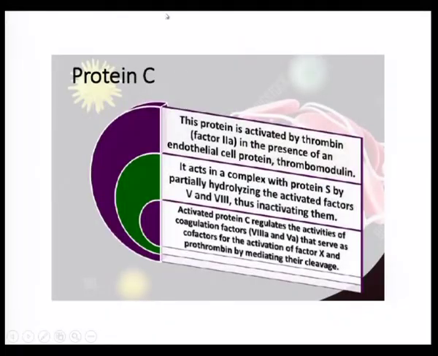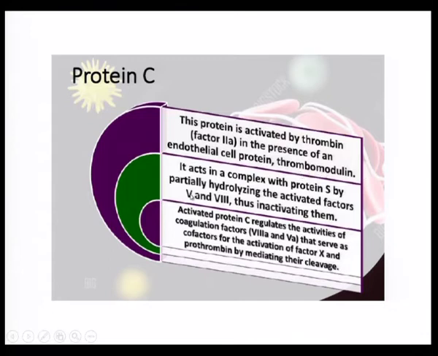Although the major contribution of vitamin K is for clotting proteins, we do have other proteins that play a major role, say for example protein C. In the previous session we saw a glimpse of protein C, so I will just pick up from there and elaborate more. This particular protein is activated by thrombin in the presence of an endothelial cell protein called thrombomodulin.